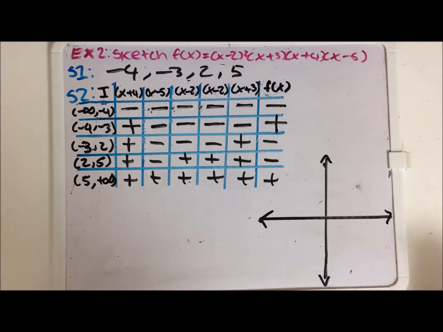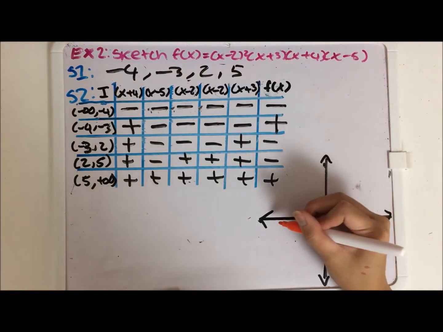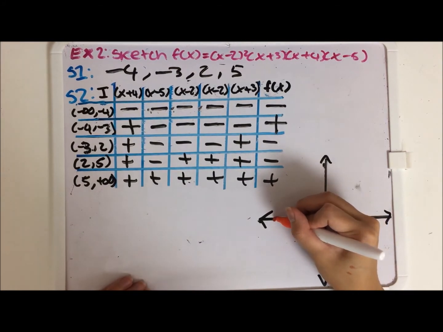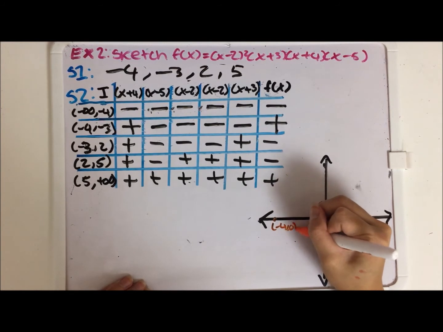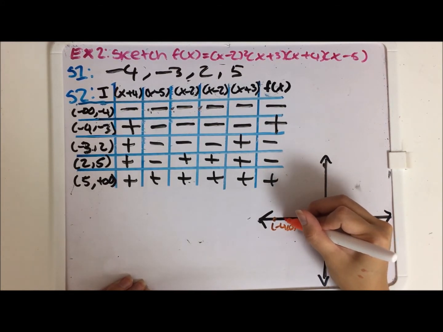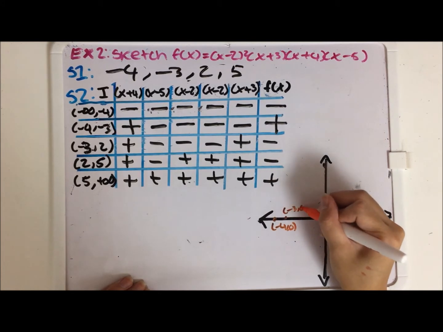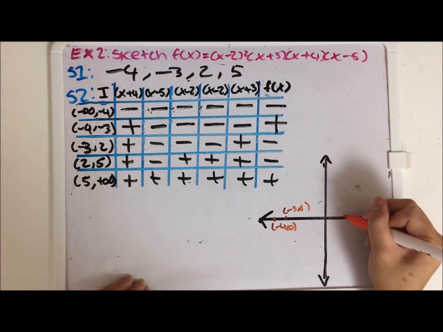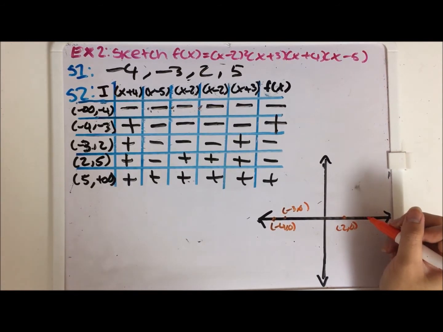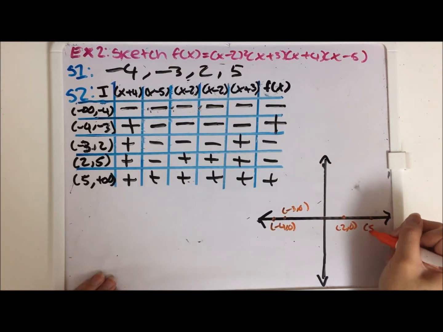So then now let's graph. The first step is obviously to plot the x-intercepts. So we have one at -4, 0. We have one at -3, 0. We have one at positive 2, 0. And we have one at 5, 0.